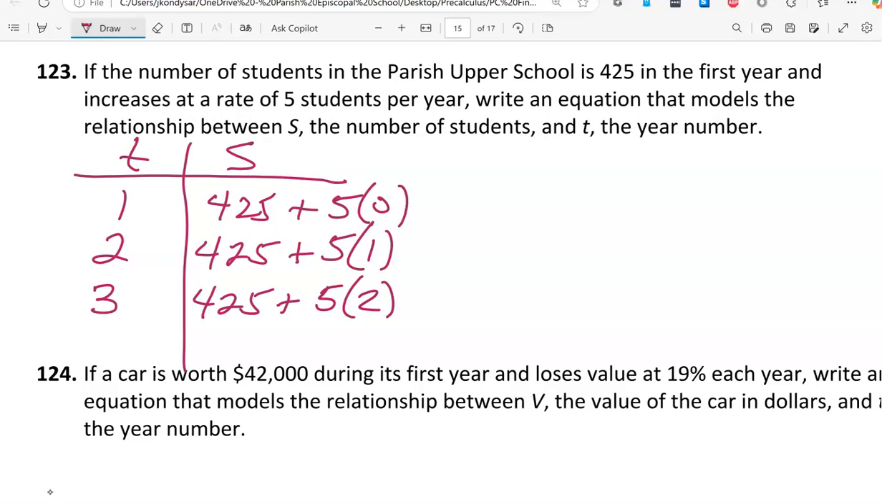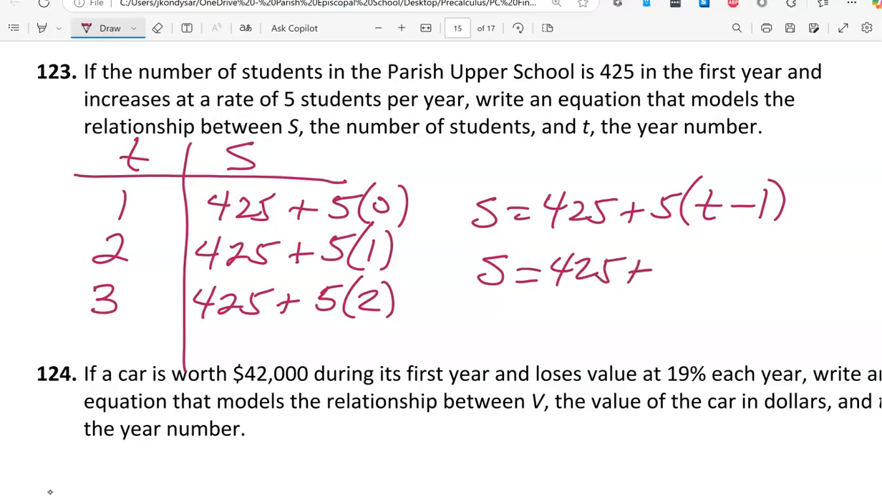So what you're going to notice here is that S is equal to 425 plus 5 times the value of t minus 1, which looks an awful lot like the term formula for an arithmetic sequence with a first term 425 and a common difference of 5. So we can simplify this one though. That's 425 plus 5t minus 5, and so the number of students is equal to 420 plus 5 times t.